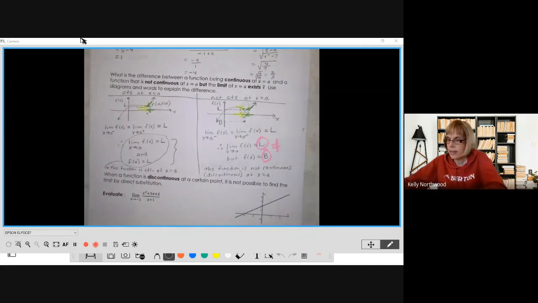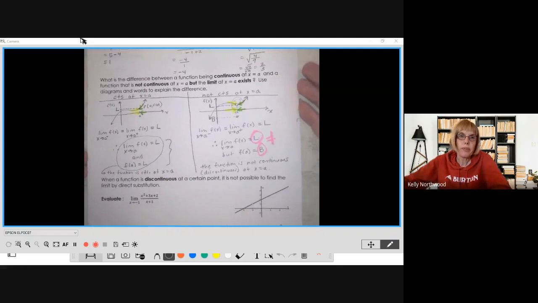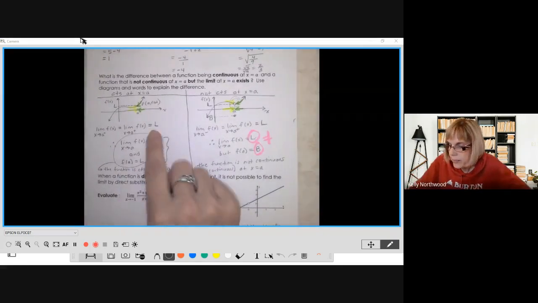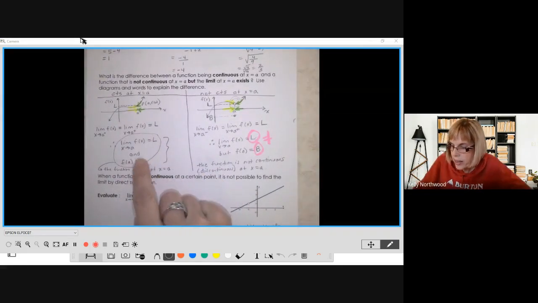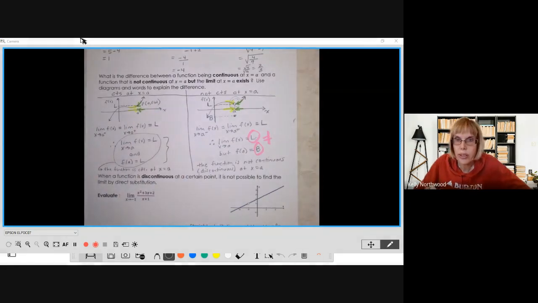Okay? So there's going to be whole theorems on continuity, but basically you have to have these two conditions satisfied. The limit has to exist and equal L, and f(a) also has to equal L to be continuous. If that's not true, if either the limit doesn't exist or it exists but doesn't equal the value of the function, then you're discontinuous. But that's the grade 12 understanding. If you can understand that definition of continuous versus discontinuous, you're going to be good for next year.